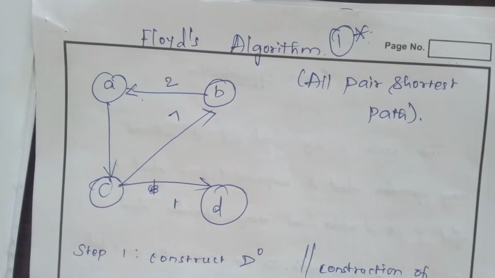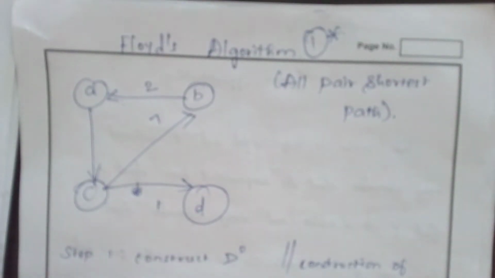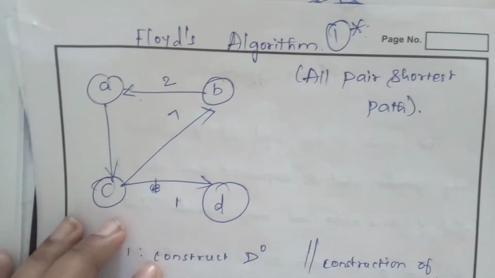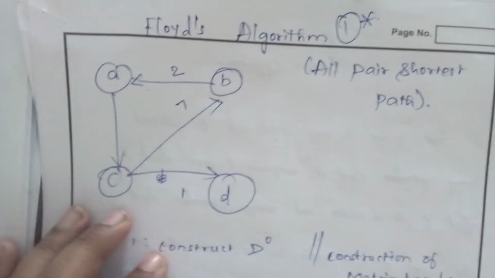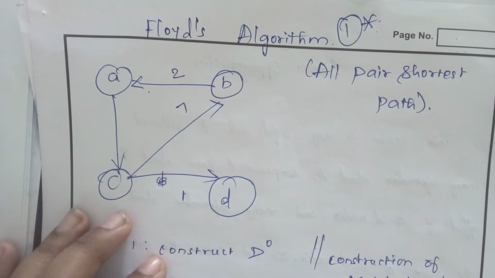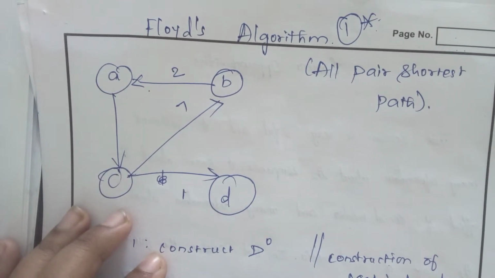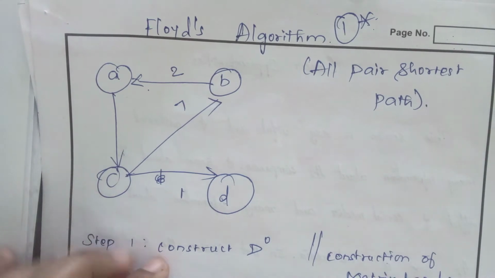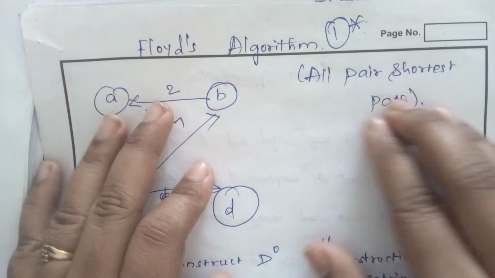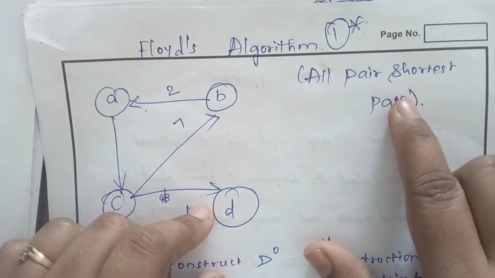Now we are going to see the topic about Floyd's algorithm. It is an all pairs shortest path. I have told you that one. I start with Floyd's algorithm.